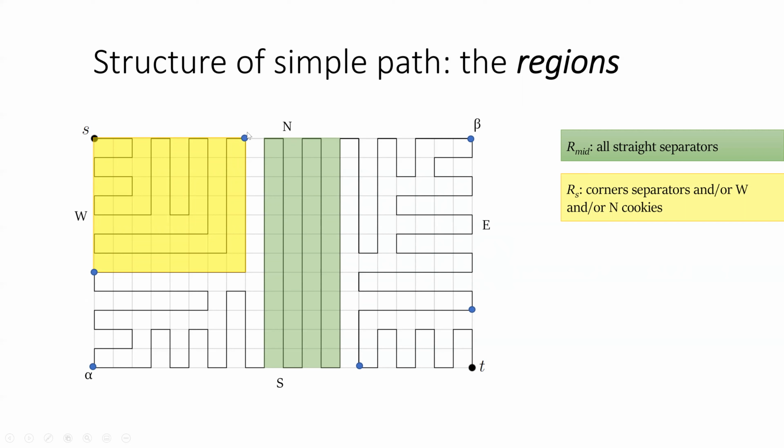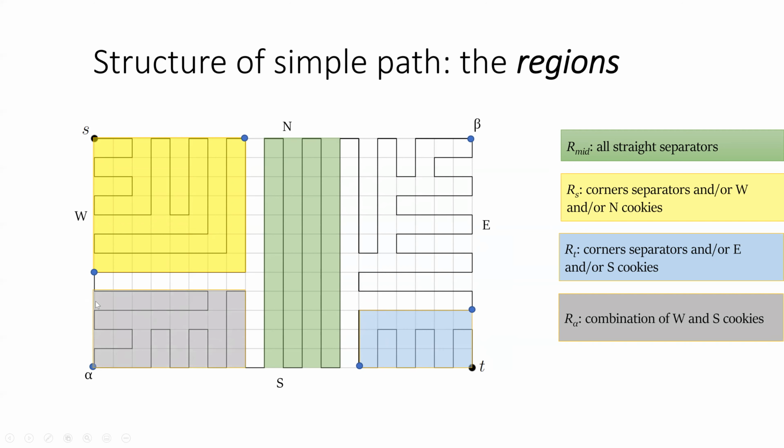This rectangular region has S as one of its corners and is bounded by the farthest corner separator from S on the west side of the rectangle mid. We call it RS. Similarly, we can define this region RT, which has T as a corner vertex and is bounded by the corner separator that is farthest from T on the east side. In this case, there's just one corner separator, and that is bounding this region.